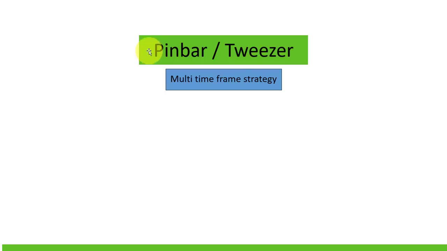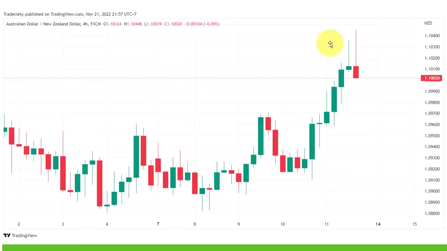And the first candlestick pattern I want to talk about is the combination of a pin bar or tweezers. And we're going to do a multi-time frame strategy here. When we talk about tweezers, we are referring to 2 consecutive pin bars. So like in this example, we are starting on a 4-hour time frame here, and then we're going to make our way top down to the lower time frames. But on a 4-hour, we see we have 2 pin bars, and that's what we generally consider a tweezer formation.